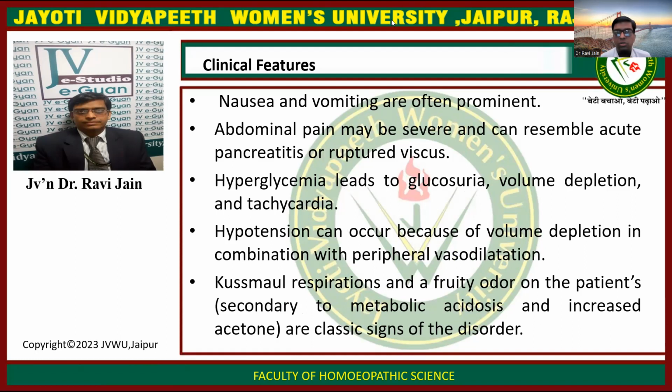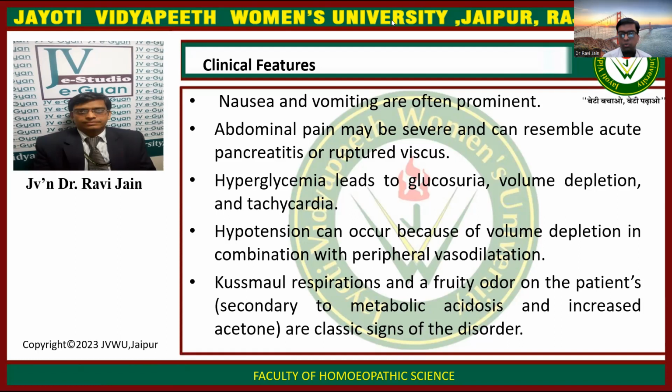The other clinical features of diabetic ketoacidosis include nausea and vomiting. There is prominence of nausea and vomiting in the patient. The abdominal pain may be severe and can resemble acute pancreatitis. The patient presents with severe abdominal pain that can resemble acute pancreatitis or ruptured viscus, like ruptured viscus means perforation of any organ.